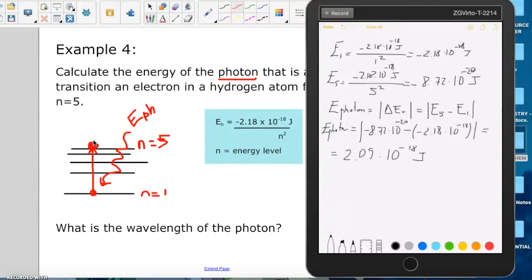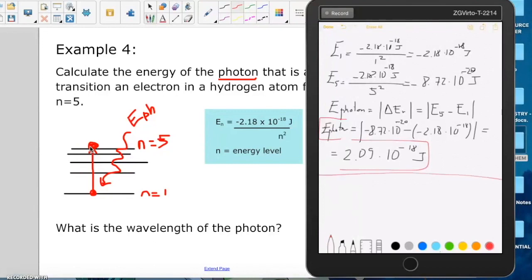Let me do it again. Minus 8.72 exponent minus 20 minus, open parenthesis, minus 2.18 exponent minus 18, close parenthesis. Yes, 2.09 times 10 to the minus 18 joules. And this is the energy of the photon that the electron has to absorb in order to jump up from the N1 ground state. Okay, that is the first part of the problem.